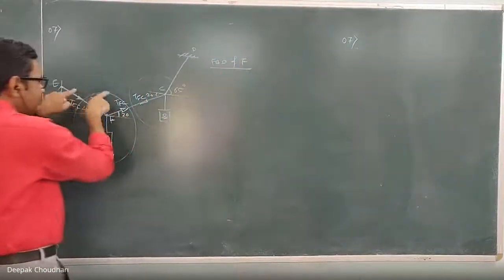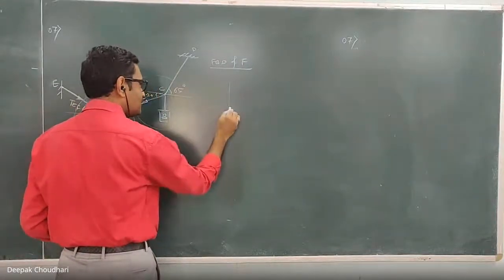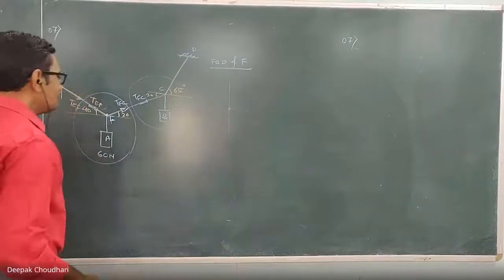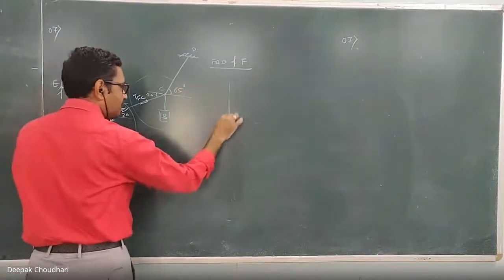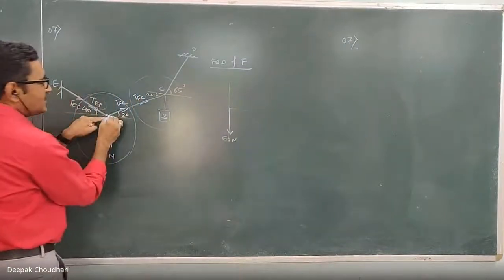ABD of. Consider one imaginary section around F and isolate it. Now since it becomes a concurrent force system, show the reference X and Y axes. Which are the forces acting at this point F? The weight acts vertically downward, 60 Newton. Here, the tension in this FC.